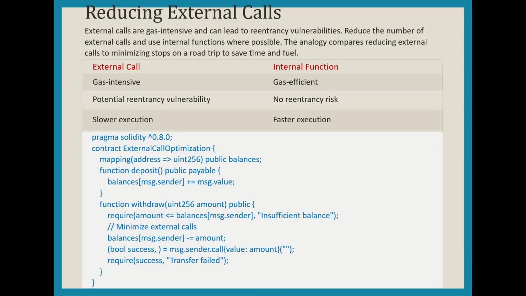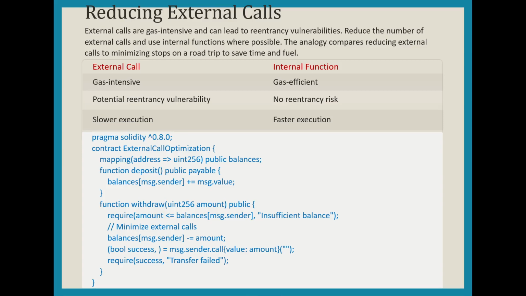This analogy compares reducing external calls to minimizing stops on a road to save time and fuel. So an external call is gas intensive, whereas an internal function is much more gas efficient. Right? An external call has potential re-entrancy vulnerabilities, whereas an internal function has no re-entrancy risks. An external call has slower execution, whereas an internal function has much faster execution. Let's go through this code.